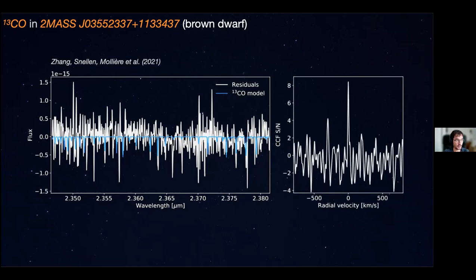And a bit more expected potentially. So this is a field brown dwarf. We got a 13C to 12C ratio that corresponds more to the local ISM value, which is then more expected because we think that these objects potentially just form by direct collapse of gas in a giant molecular cloud or something.